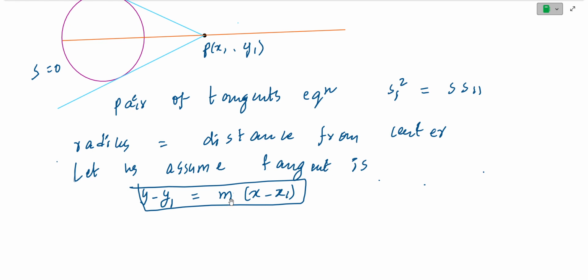So now what we will do is we will take an example problem. To understand this concept in a better manner, we are going to solve the problem with the help of the S1 square is equal to S into S11 formula, that is the pair of tangents equation, and we are going to find the equation of tangents. By applying this condition, we are going to check whether the answer is same or not. So let me take a problem.